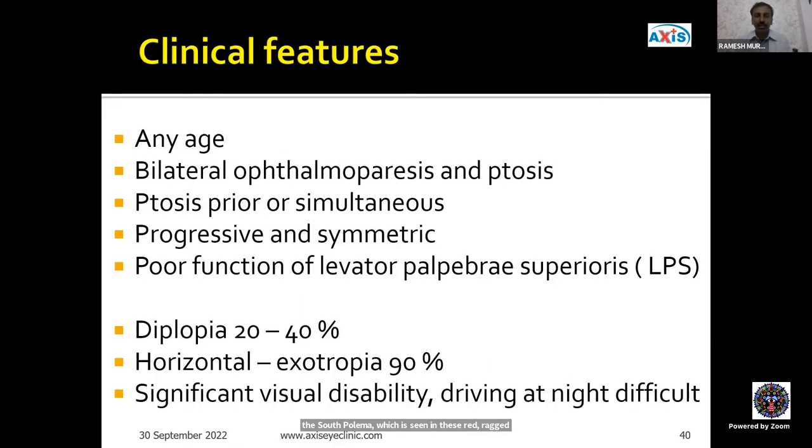So the clinical features: this can affect any age. There could be bilateral ptosis and bilateral ophthalmoparesis. The ptosis could be prior or simultaneous. Usually this is a progressive and symmetric condition, but that is not the rule. There could be poor function of the levator palpebrae superioris. Diplopia could be present in about 20 to 40%, though generally people say there's no diplopia, but occasionally we do see patients with diplopia. Horizontal diplopia is more common, and exotropia is present in about 90% of cases. There is significant visual disability because of this condition, and driving at night especially is extremely difficult.